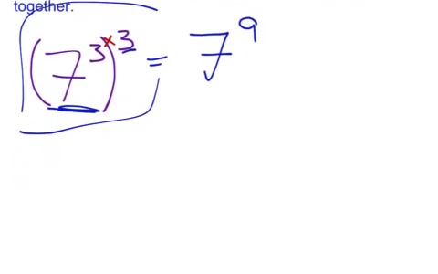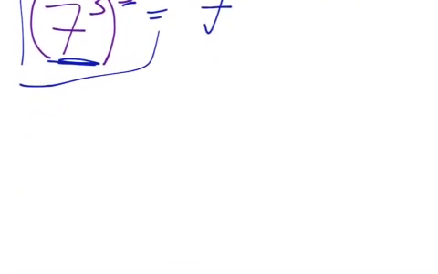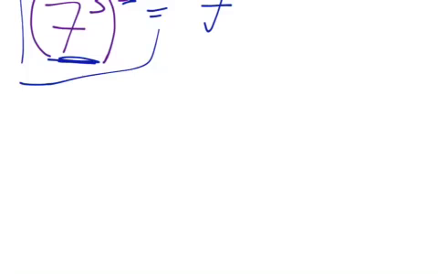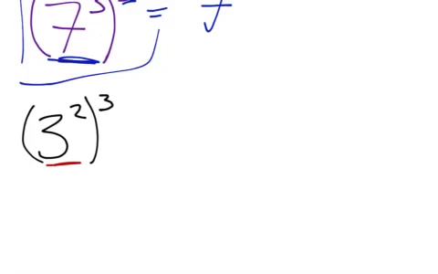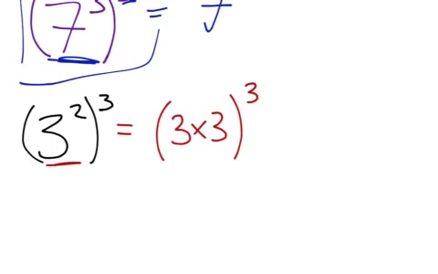And just in case you ever forget this, I want to show you why it's true. Let me give you a simple example. Let's do 3 to the power of 2 to the power of 3. If we were to write the expanded form of this, we know that 3 to the power of 2 becomes 3 times 3. So this is the same as 3 times 3 all to the power of 3. This exponent here is telling us we're multiplying this whole thing by itself 3 times.